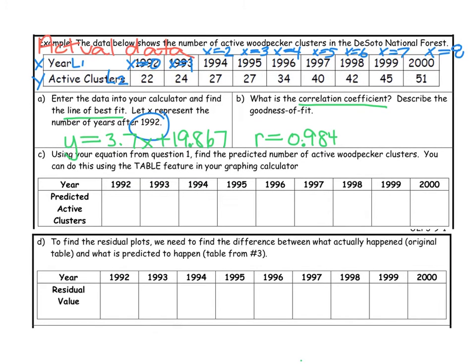You should have gotten a slope of 3.7 and a y-intercept of 19.867. And then our correlation coefficient was 0.984. This correlation coefficient is very close to 1, so this means that this line of best fit has a strong positive correlation.